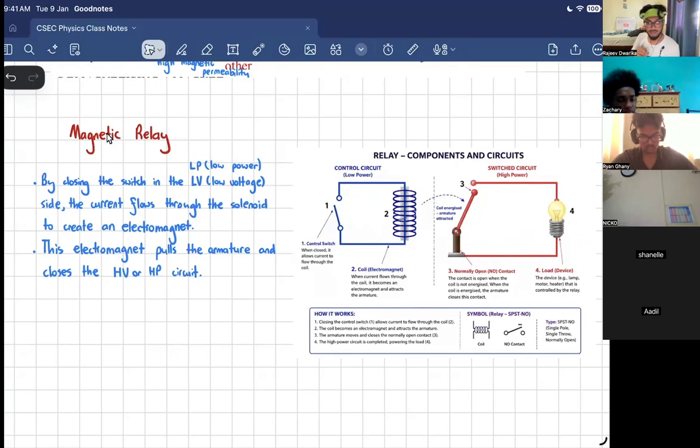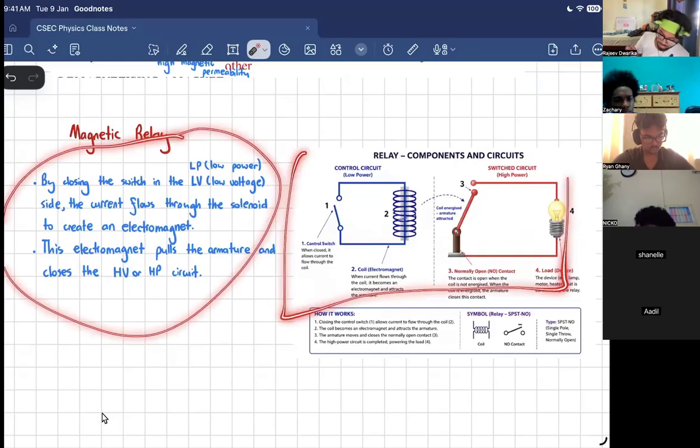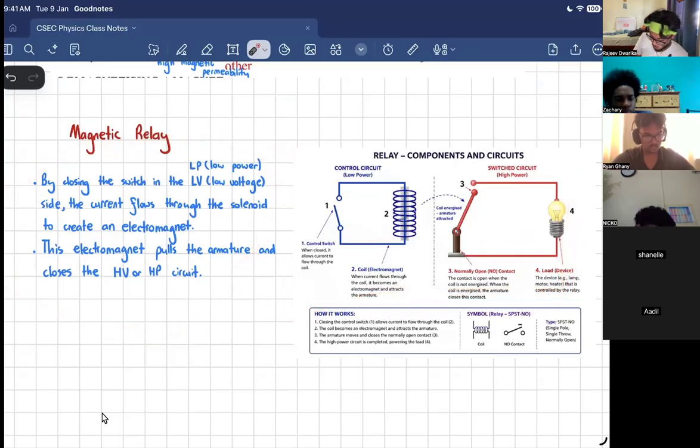When you're done copying the diagram and the text, you can copy the diagram and this text to the side here. Let's see what relays look like in real life. I literally have a bunch from a cupboard. Give me a second. I just have this stuff lying around.